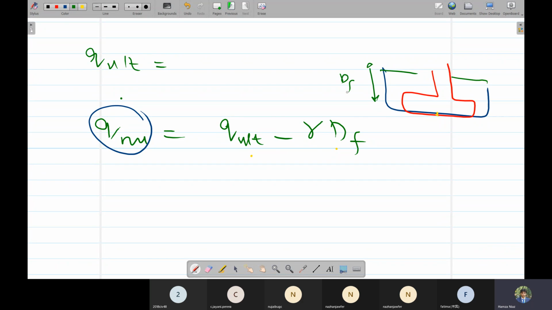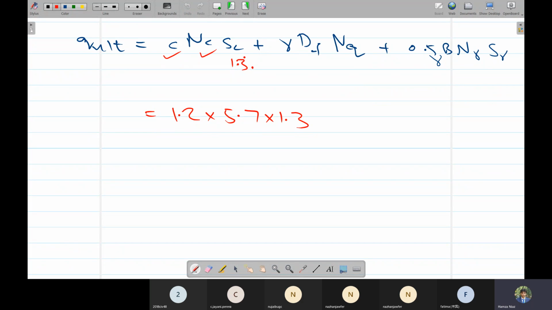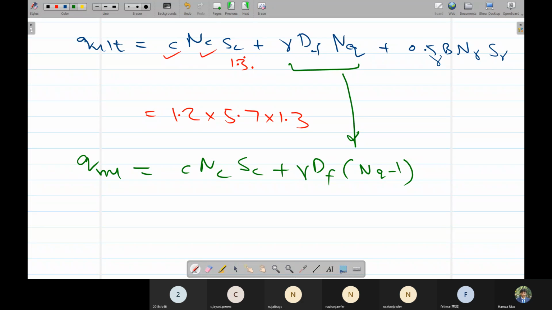This is the depth of footing and the unit weight is gamma. So we actually have removed this much overburden pressure from the soil, gamma Df. Only the footing pressure would be this one. So if we write the expression for Q net ultimate, it will be c Nc Sc plus gamma Df times Nq minus 1, just this is the difference. This was Nq before, this is now Nq minus 1, plus 0.5 gamma B N gamma S gamma.